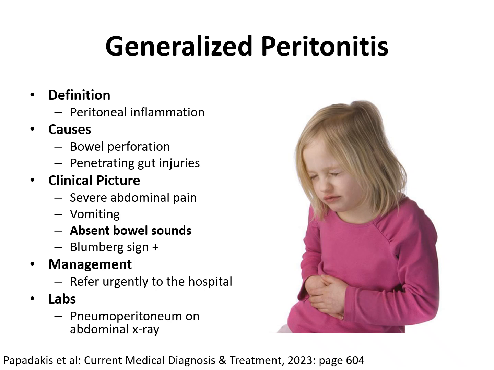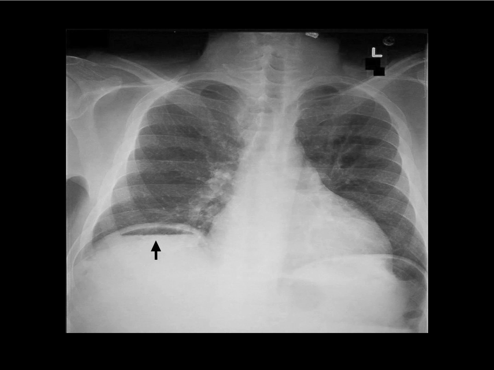So either urgently refer to the hospital, or if the vital signs are affected, call 911. They will take a straight abdominal, an erect abdominal picture, and they're looking to see if there is air free in the abdominal cavity. This is called pneumoperitoneum. So here is a straight erect film of a patient with a perforation of the bowel.